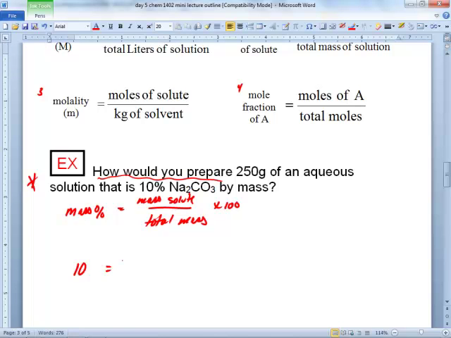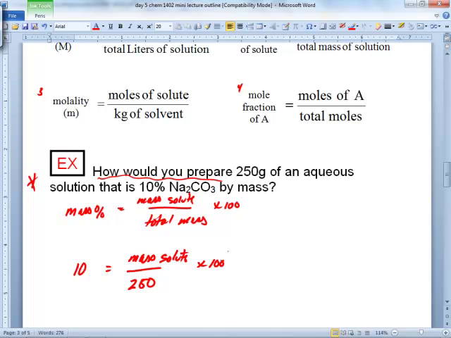The 250 is the what? She says total mass. You agree? 250 is the total mass? Yeah. Because look at it, it says 250 grams of an aqueous solution. Right? That's the total mass of this stuff. That's the total mass of the solution. 250. We need mass of solute up here.